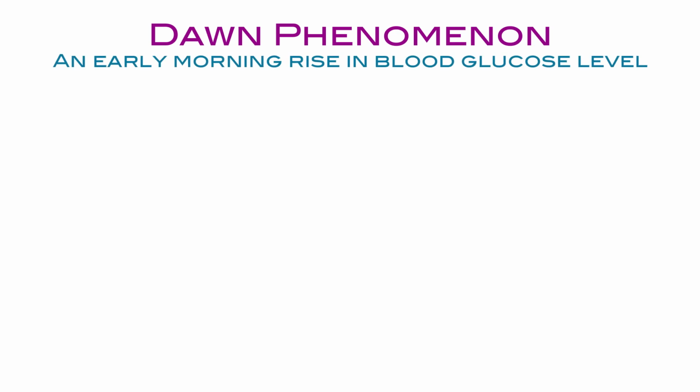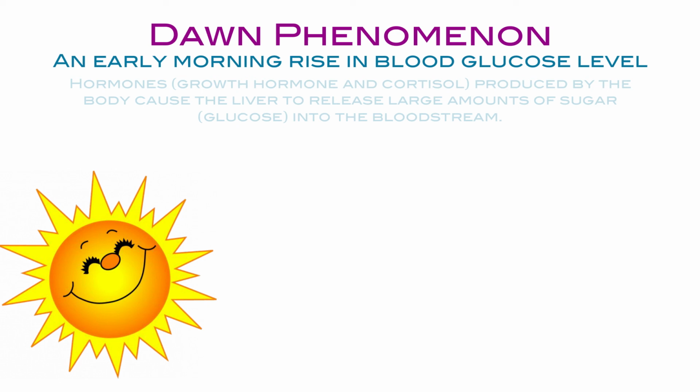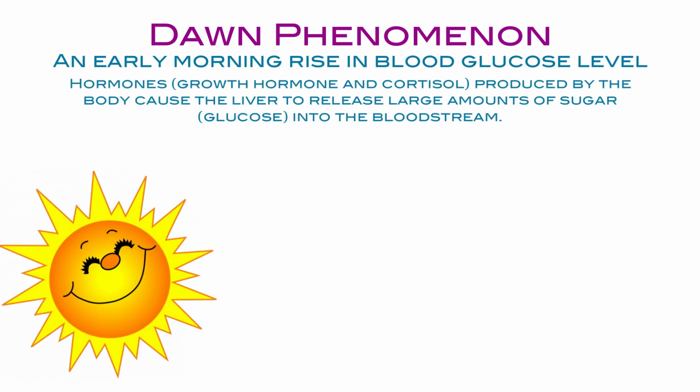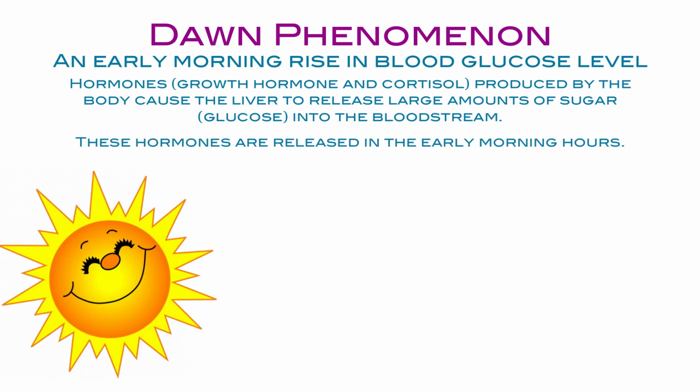Another short-term complication is called dawn phenomenon. This is an early morning rise in blood glucose levels. Hormones produced by the body cause the liver to release large amounts of sugar into the bloodstream. These hormones are released in the early morning hours. It is the body's way of waking us up and getting ready to start the day.